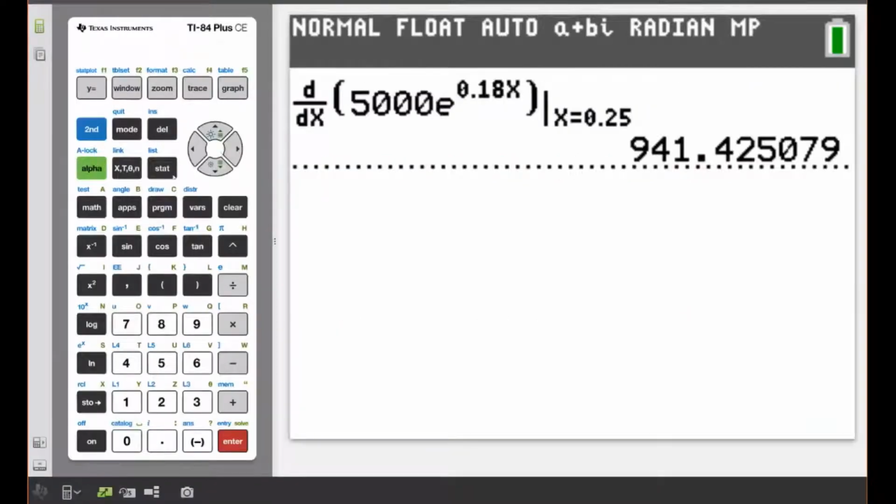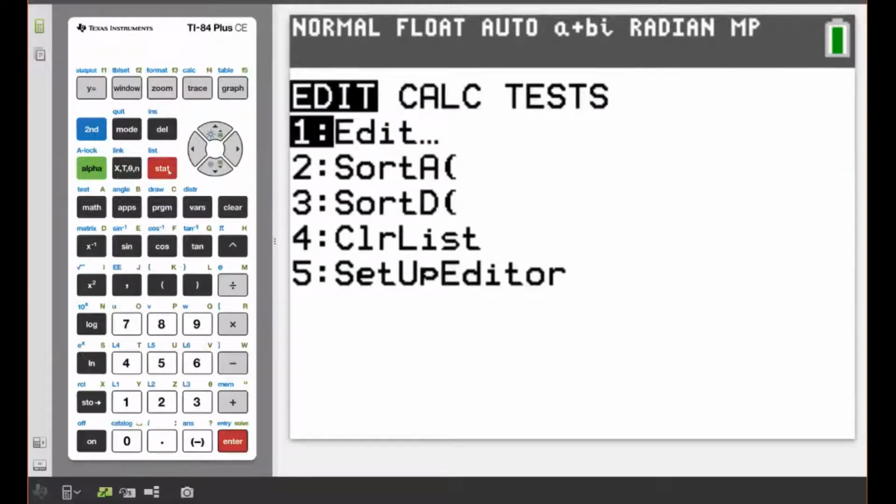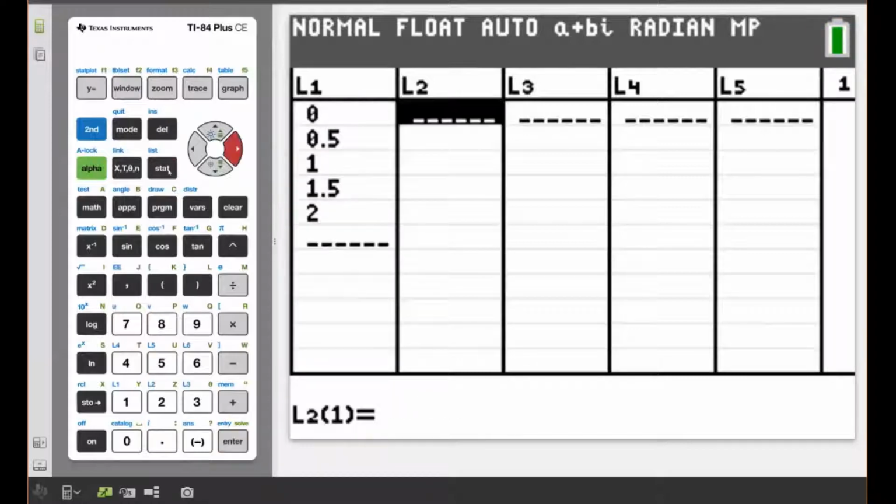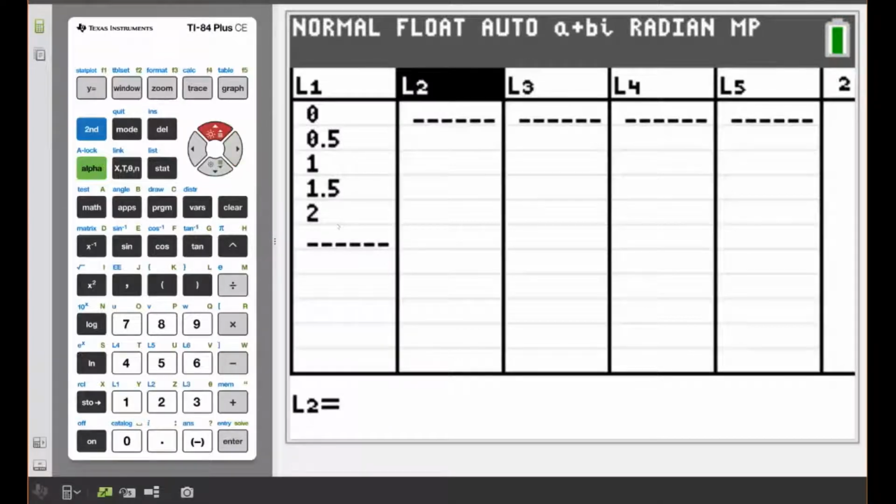If we go into our list editor, so stats, edit, I've got some lists here. Remember that we were breaking up our x values between 0 and 2 into 4 sections. So I'm going to use intervals of 0.5, which gives 4 trapeziums to calculate my trapezoidal rule with 4 sections. My equation was x squared plus 5, so now I'm going to input a rule.